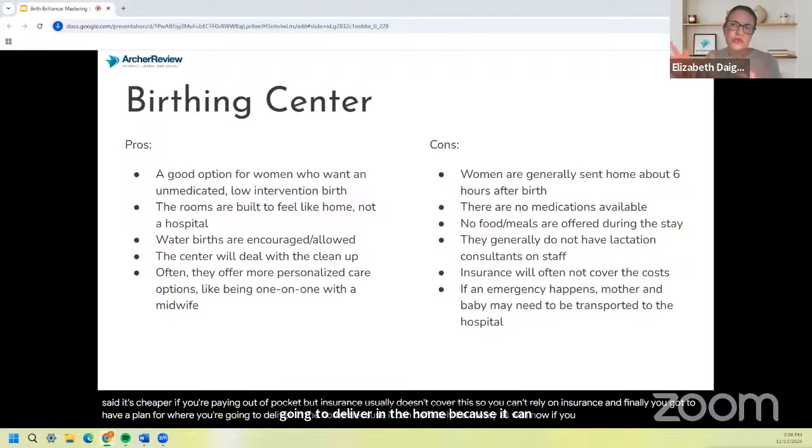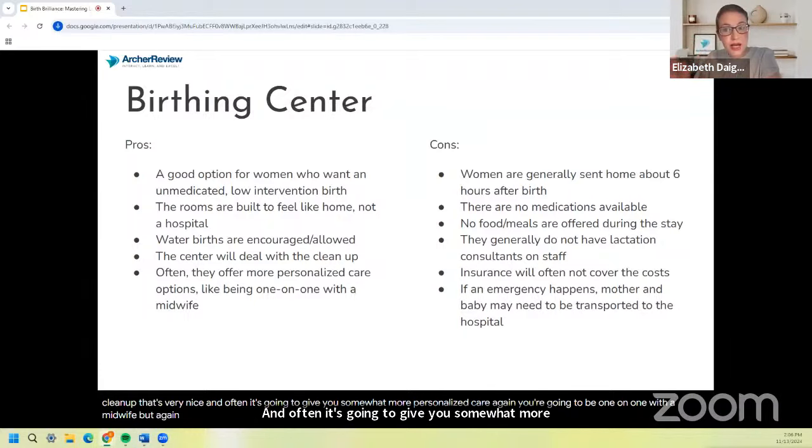Now, if you know you don't want to deliver in the hospital setting, there is kind of an in-between option between the home and the hospital setting, and that's going to be a birthing center. Really a good option, especially for women who want unmedicated, low intervention births. Really, the room is built to feel like a home setting, so it's going to be a lot more relaxed. You can do water births. Those are actually encouraged. The center is going to deal with the cleanup. That's very nice. And often it's going to give you somewhat more personalized care. Again, you're going to be one-on-one with a midwife.